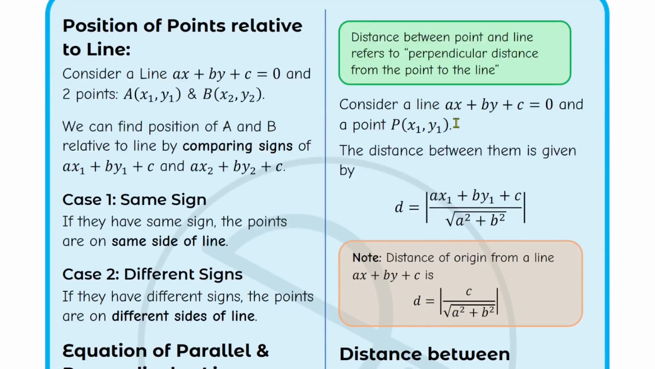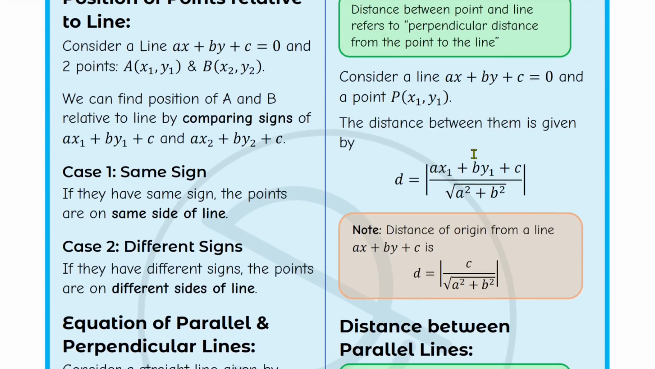For example, consider a line ax + by + c = 0 and a point P(x1, y1). The distance of this point from this line is given by modulus of (ax1 + by1 + c) by square root of (a squared + b squared). So for the numerator, you have to substitute x1 and y1 in the equation of the line, and for the denominator, it is square root of a squared + b squared.